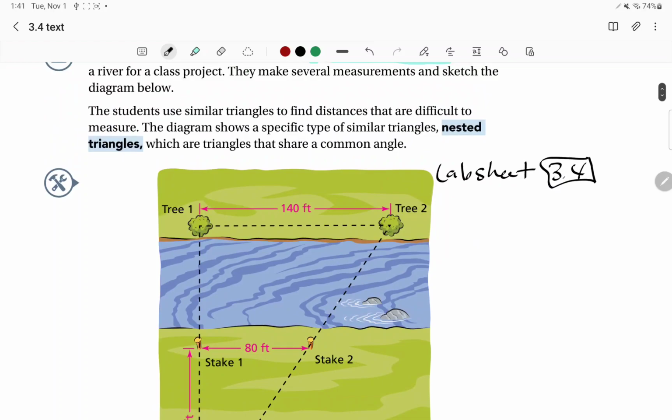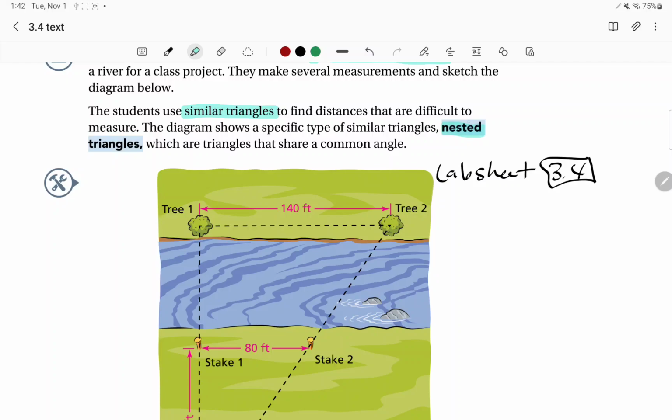The students use similar triangles. That's very important. Similar triangles. We've been talking about similar triangles to find distances that are difficult to measure. For example, the distance across the river would be extremely difficult to measure. No fun. So the diagram shows a specific type of similar triangles.